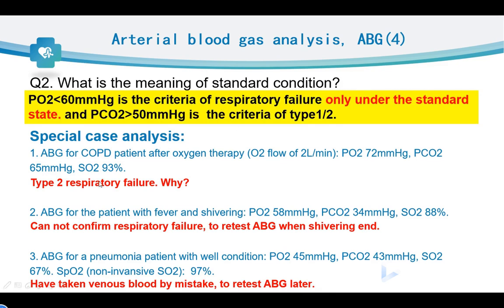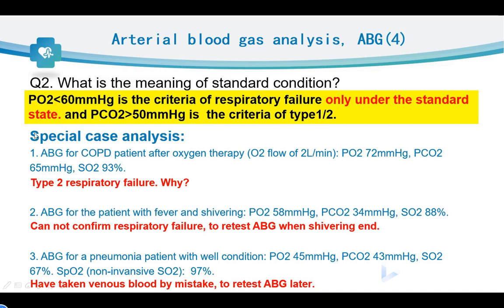So, according to these three special cases, we can find that a partial pressure of oxygen under 60 mmHg is the criterion of respiratory failure only under the standard state. And a partial pressure of carbon dioxide over 50 mmHg is the criterion of type 1 or type 2 respiratory failure. Okay, for now, I think maybe some students have a question for me.